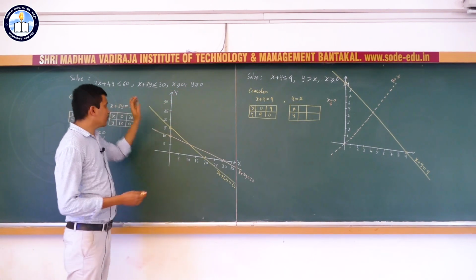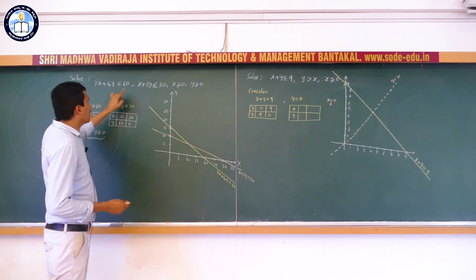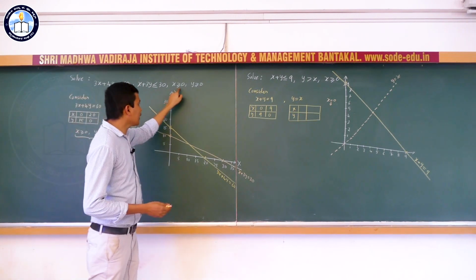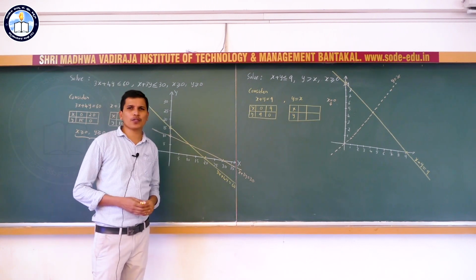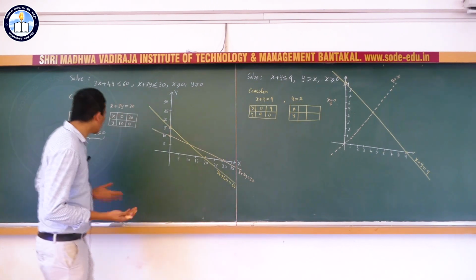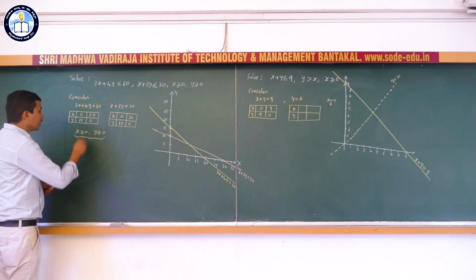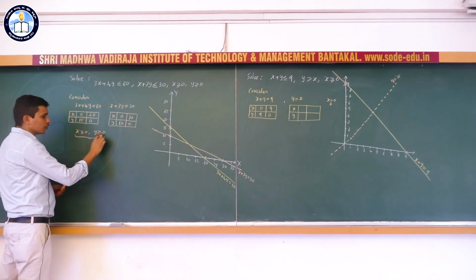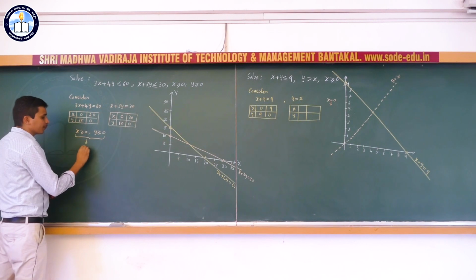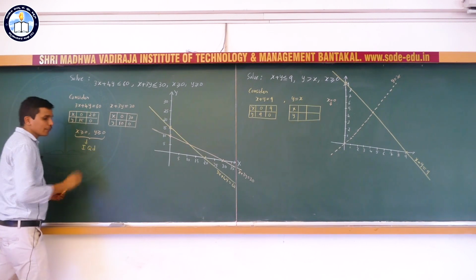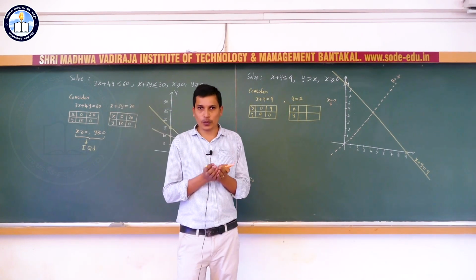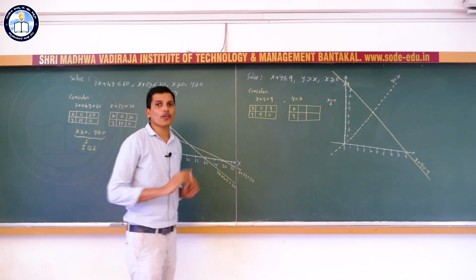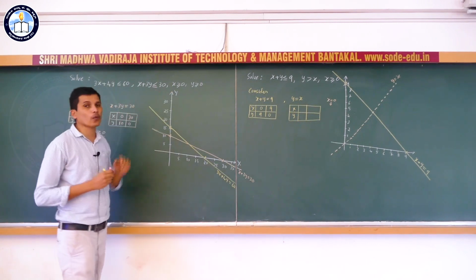Here there are 4 inequalities. Okay, don't worry, 4 inequalities are there. And in those 4 inequalities, this and this one, x is greater than or equal to 0 and y is greater than or equal to 0. So x and y are both positive. In which quadrant does it come? That's why x is greater than or equal to 0 and y is greater than or equal to 0. It represents your first quadrant.